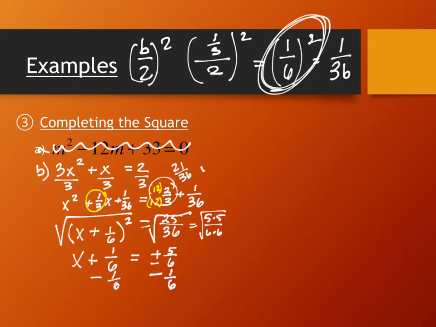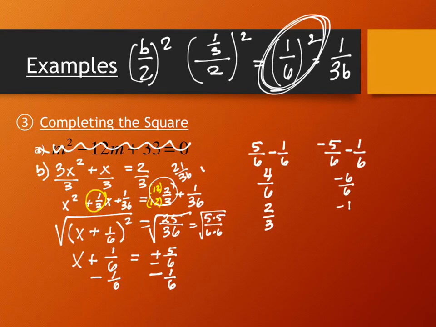But here I do. So I have 5 over 6 minus 1/6, and I have negative 5 over 6 minus 1/6. 4 over 6. So the first one is 4 over 6, which is 2 over 3. The second one, what's negative 5/6 minus 1/6? Yeah, negative 6/6, which is negative 1. So my 2 values that I'm getting are 2/3 and negative 1.